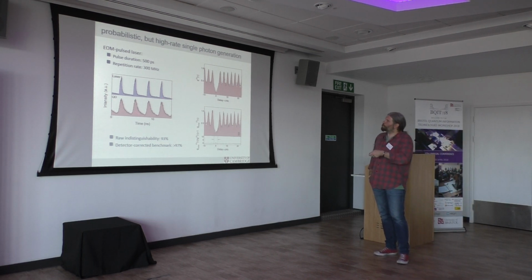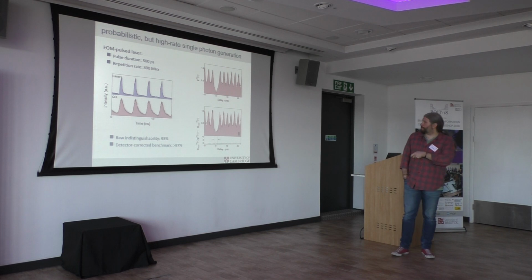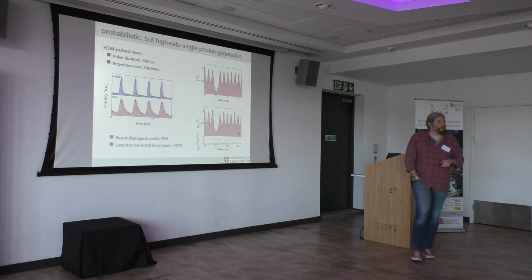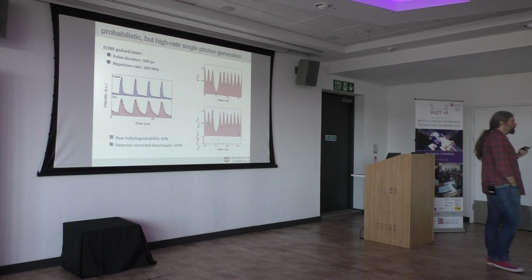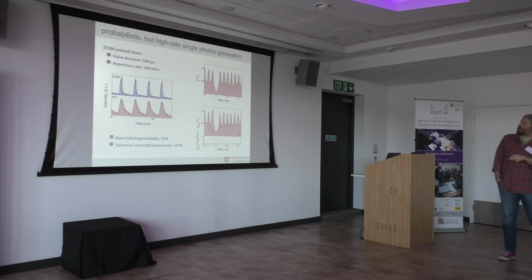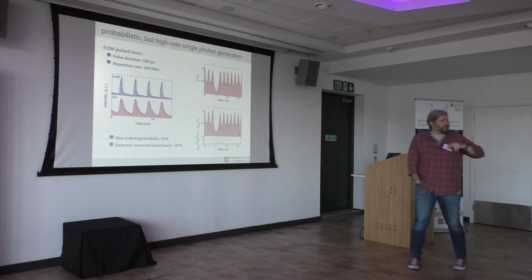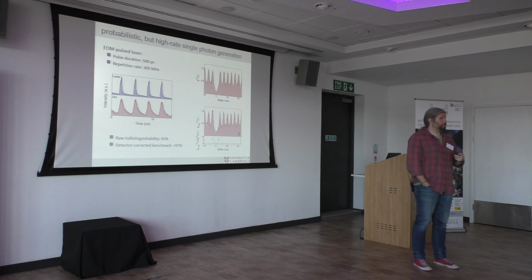And while you're doing this, you have a nice and clean G2. And this is the second, Hong-Ou-Mandel interference picture that you're seeing over here, and that gives you about 97. So in terms of benchmarks, you're dealing with a solid-state source, 300 megahertz rep rate, and 97% indistinguishability is your benchmark.